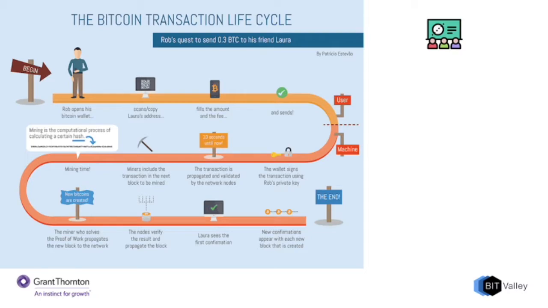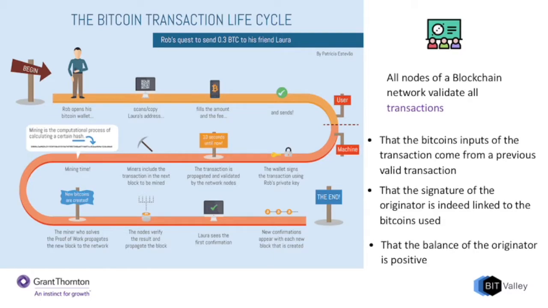He opens his Bitcoin wallet that can be installed on any device: laptop, tablet, smartphone, etc. Then he scans or copies Laura's address, her public key. After that, Rob fills in the amount and the fee that he wants to pay and sends. Now, it is time for the machine to start working.